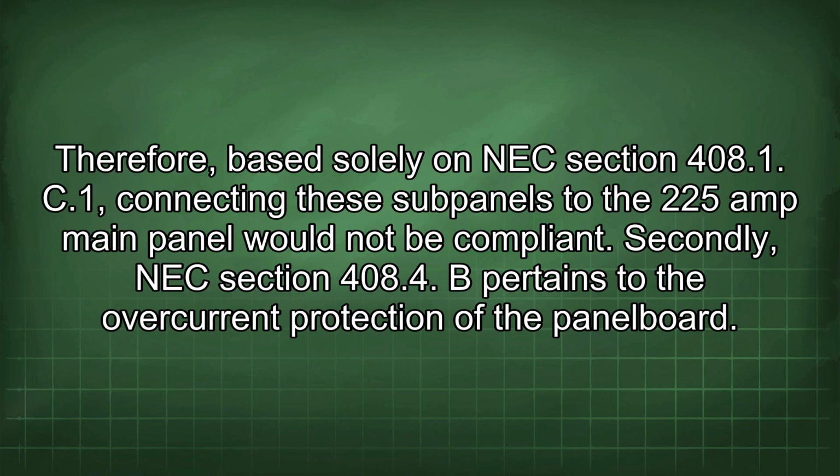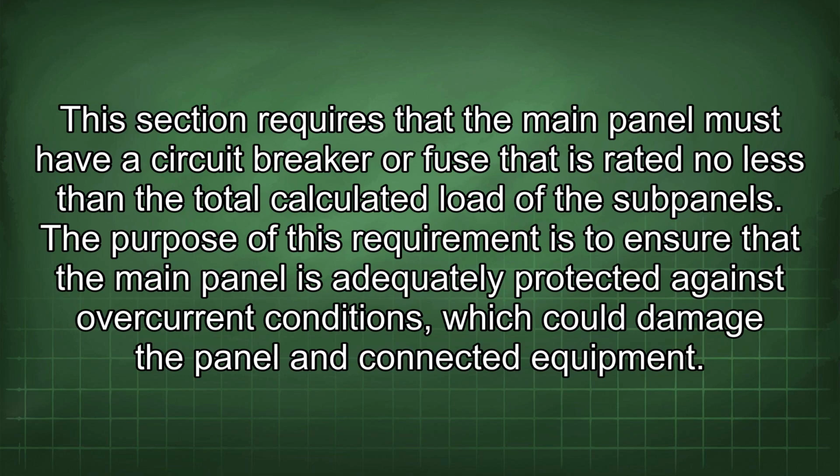Secondly, NEC section 408.4 pertains to the overcurrent protection of the panel board. This section requires that the main panel must have a circuit breaker or fuse that is rated no less than the total calculated load of the subpanels. The purpose of this requirement is to ensure that the main panel is adequately protected against overcurrent conditions which could damage the panel and connected equipment.